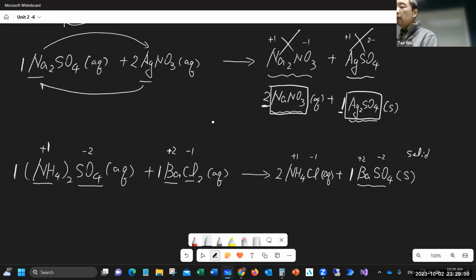So this is generally how we predict the reactions. Again, I will assign homework for you to work on similar questions: predict the double displacement reactions and figure out the result.